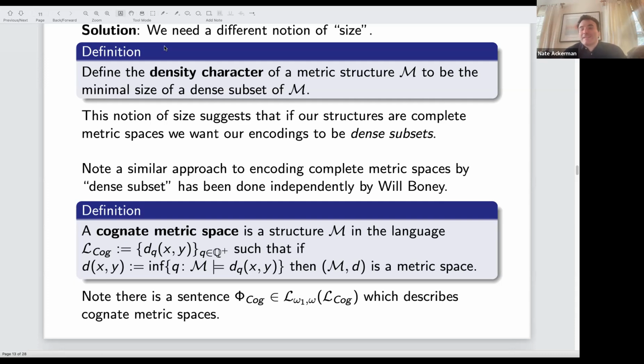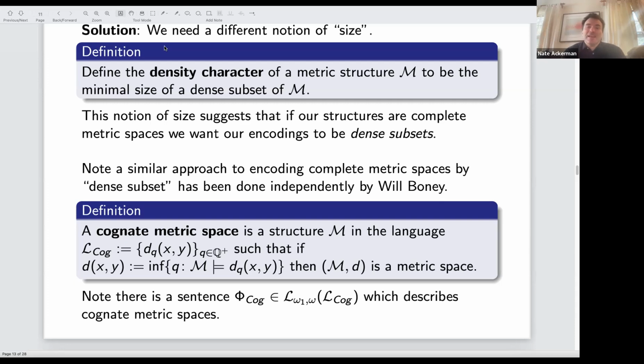The problem with that is exactly the problem we had before: now all of your structures are forced to have the size of the continuum. They're forced to have the reals embedded in them. And this is a problem for exactly the same reason the Downward Löwenheim-Skolem theorem failed for the reals.